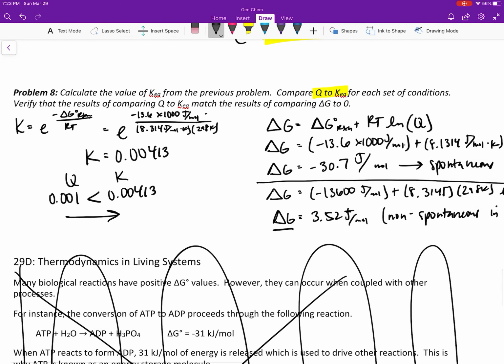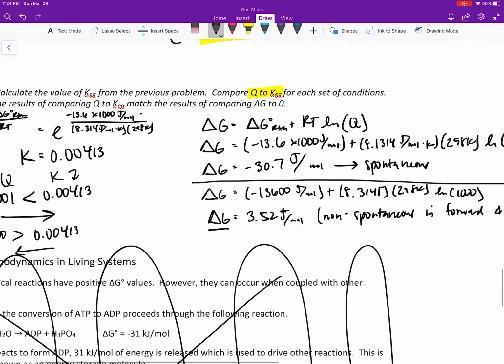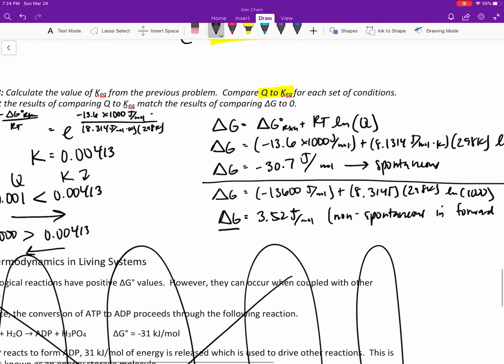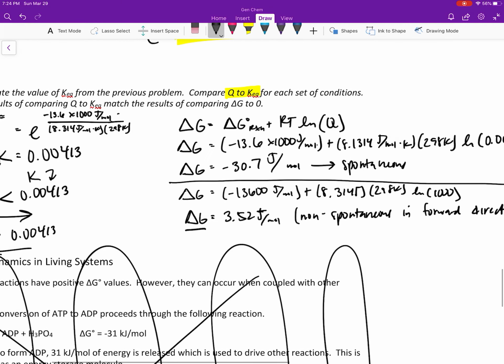Then on the very last problem, we took what we did before, and we saw that when we solved for K, the actual equilibrium constant for this equation is 0.00413. And we saw that when Q was 0.001, the reaction was going to shift to the right. And that when Q was 1,000, it was much greater than K, and it was going to shift to the left.